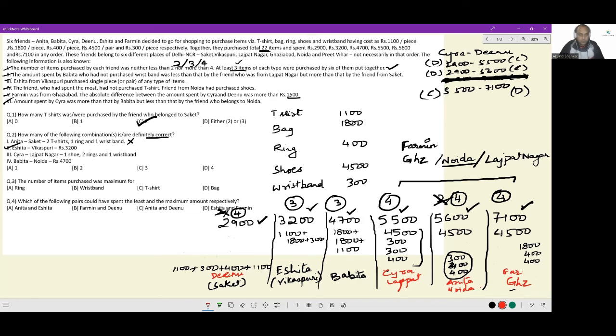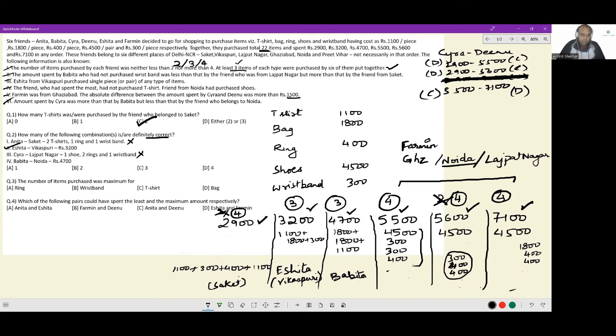Lajpat Nagar, one shoe, two rings. Two rings would mean 400. But we have 300. Two wristbands we have. So this is not definitely true. I can happily remove this from consideration as well. I'll remove all these red marks because they are not necessarily valid. I have a little bit of paucity of space. Otherwise, it would have been represented better.